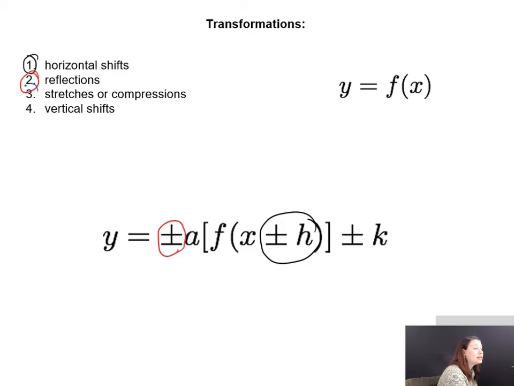The next is a stretch or compression. That's just the a value itself, not whether a is positive or negative. We don't care. We just care what a is. Is it positive? Is it bigger than 1, or is it in between 0 and 1? Then last is a vertical shift of plus or minus k. All right, so those are the transformations that we can have.